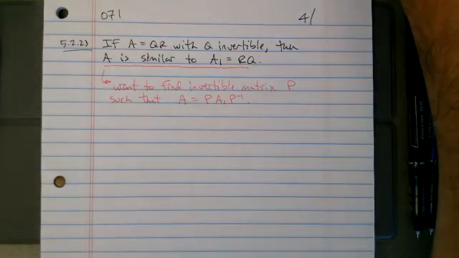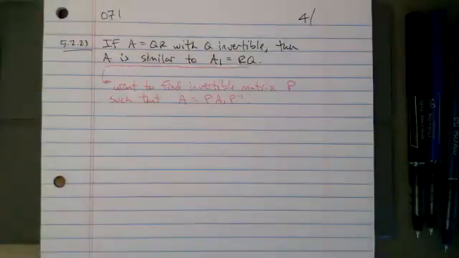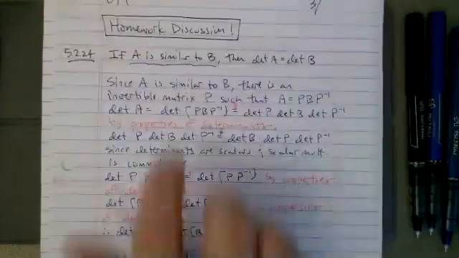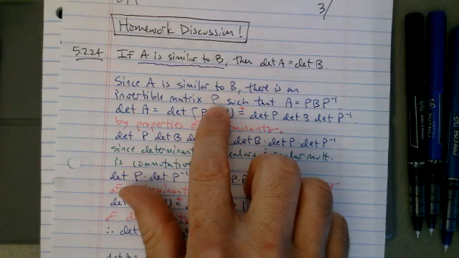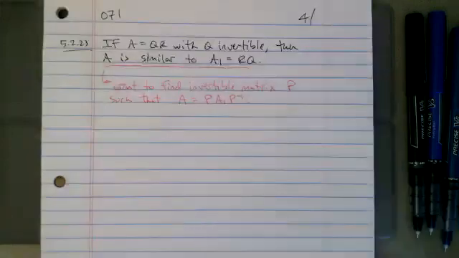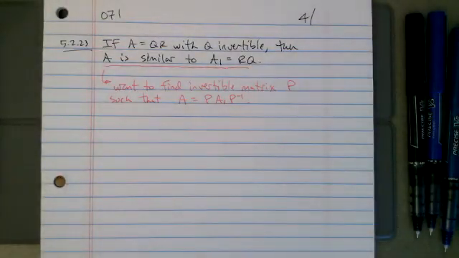Just like when we looked at problem 24, we were given that A is similar to B. Since A is similar to B, that means there is an invertible matrix P such that A is equal to PBP inverse. We don't know how P ties in with RQ yet. We're just thinking about things. We're trying to figure out where this invertible matrix is going to come from.